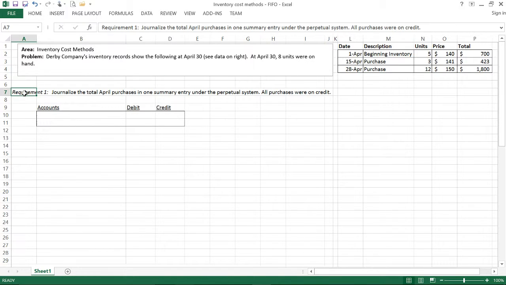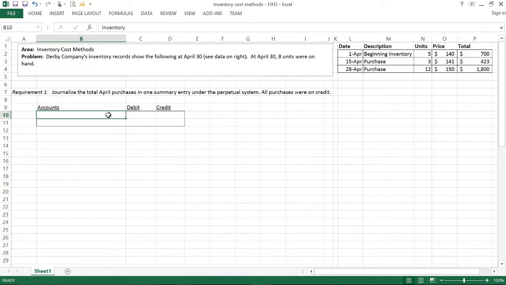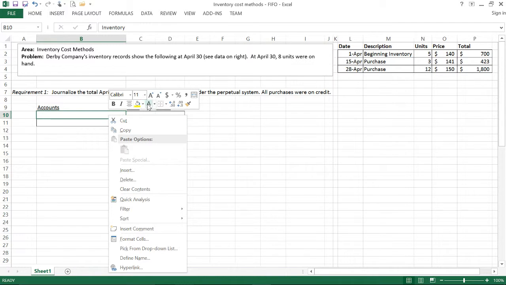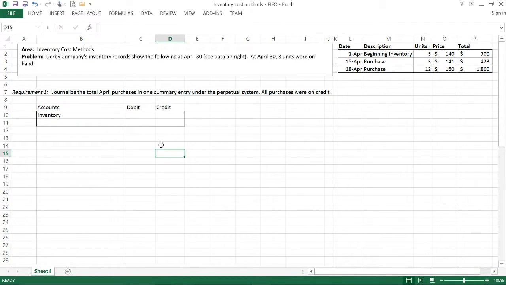So the first requirement here, let's read it. Journalize the total April purchases in one summary entry using the perpetual system. All purchases were on credit. So when we make a purchase, inventory is increasing. So we know that inventory is an asset account. So when that's increasing, it's debiting inventory. And so how much do we debit inventory to increase it? Well, just simply the total of the purchases. So it's 423 plus 1,800, $2,223.